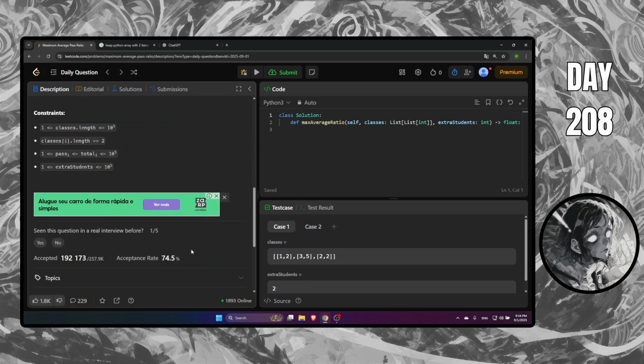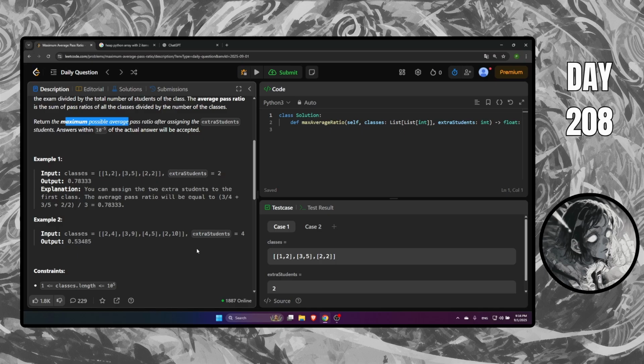So I've already read this one, and to maximize, basically we need to add the extra students to the class with the minimum number of total students, because if the number of total students is smaller, we can add. The problem might be if there is a class where we have 2 and 2, we don't need to add to this, so we're gonna only add one.